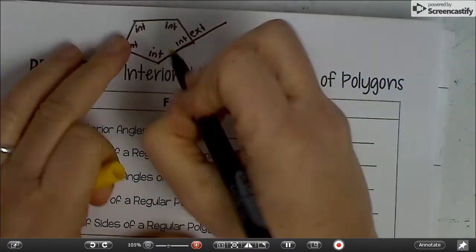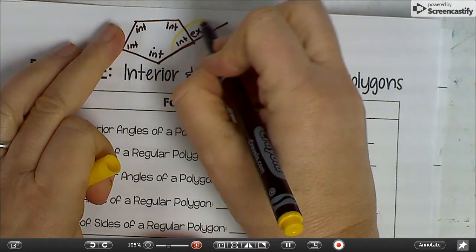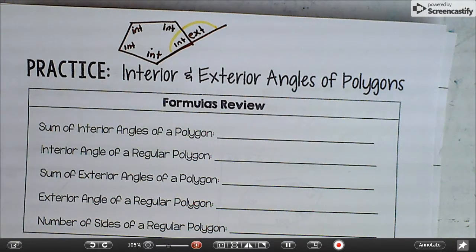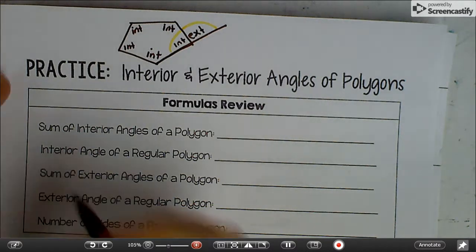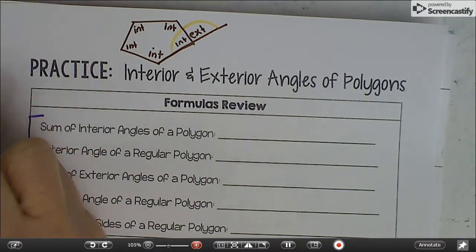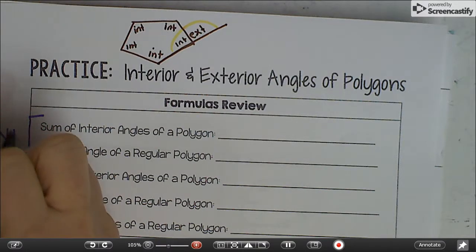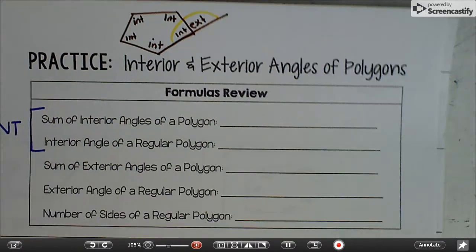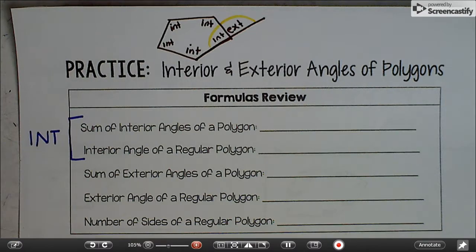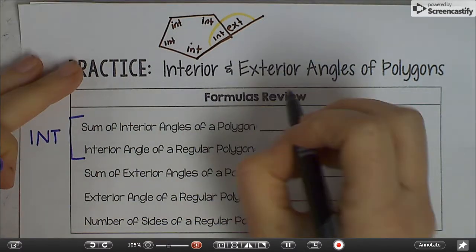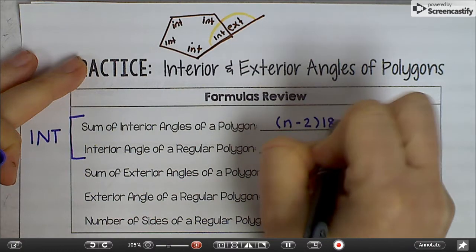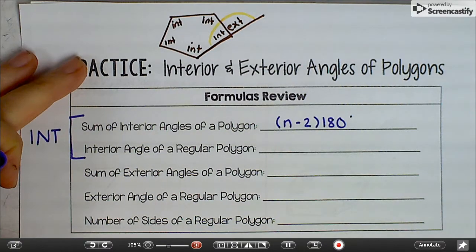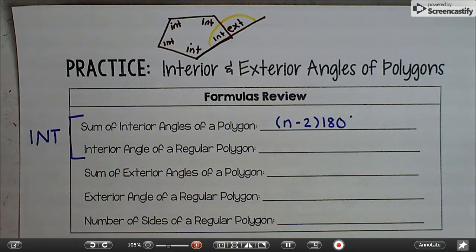The interior angle and the exterior angle, hopefully you can see right away, form a linear pair, so they are supplementary angles, and that's going to come in handy a little bit later. All right, so for the formulas, the first 2 on here are for interior angles, and the second 2 are for exterior angles. All right, the sum of the interior angles is n minus 2 times 180 degrees. Remember that n stands for the number of sides.